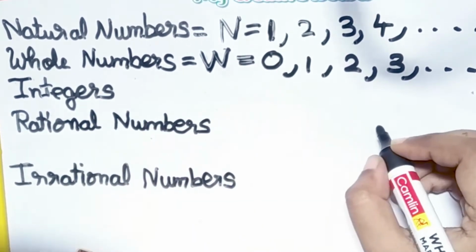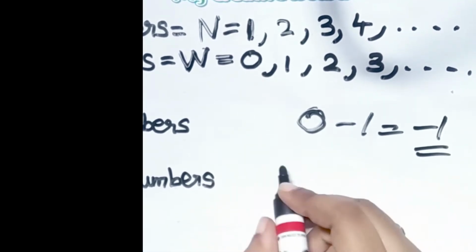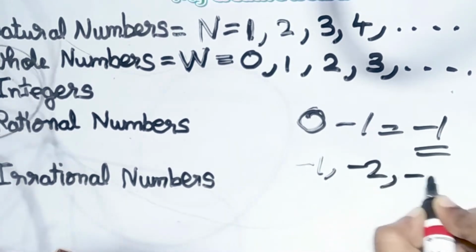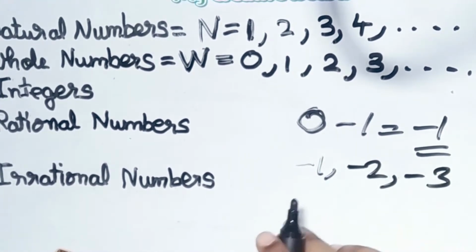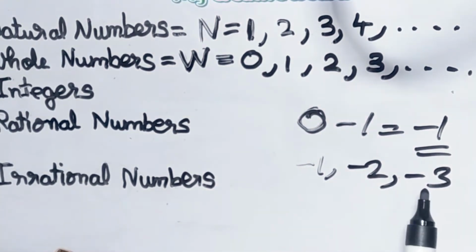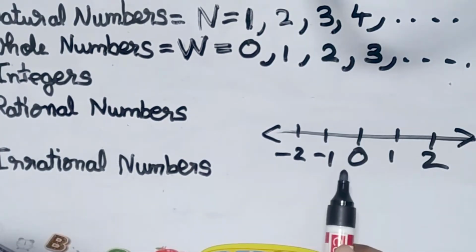Now see, 0 minus 1 will be minus 1. So next we have learnt about negative numbers, that is minus 1, minus 2, minus 3 and so on. And they are less than 0, right? Now all these negative numbers are less than 0. These negative numbers we will include in integers. So all these negative numbers, 0 and positive numbers together are called integers.